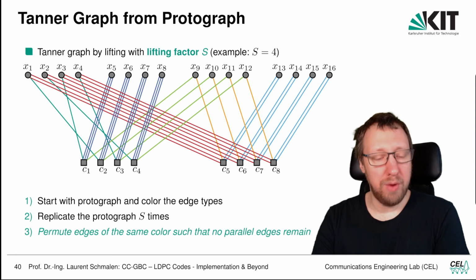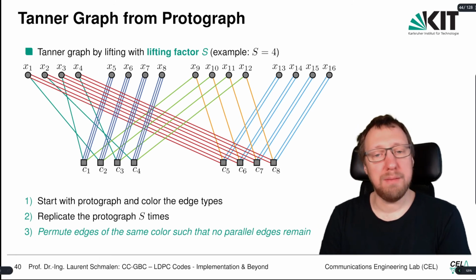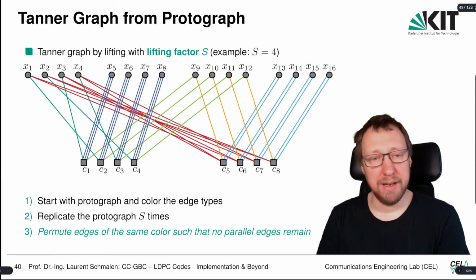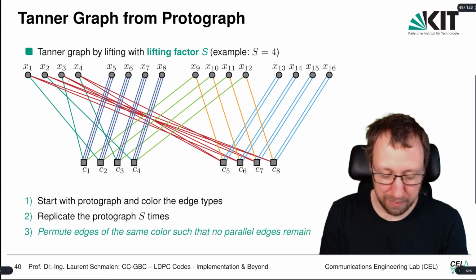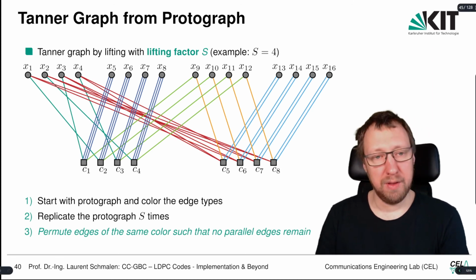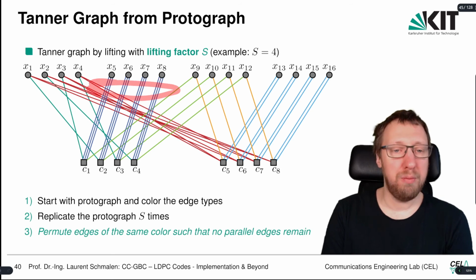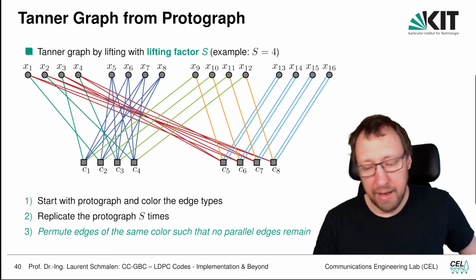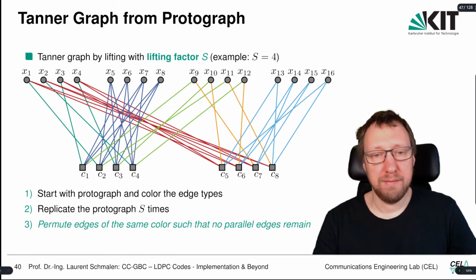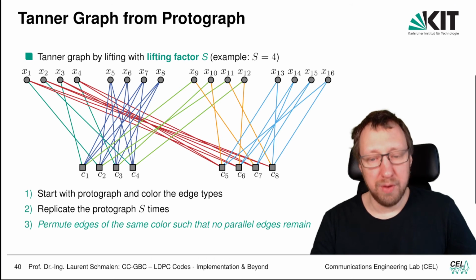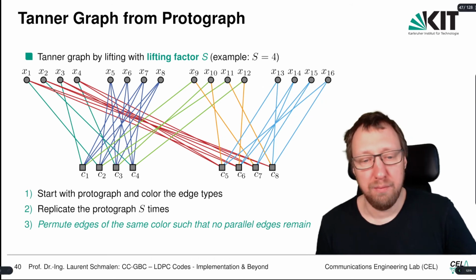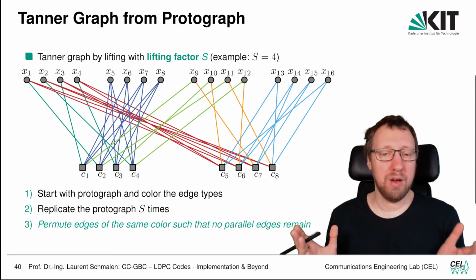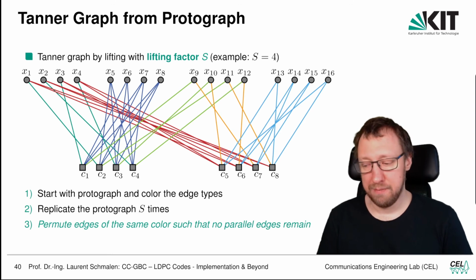Then we pick the red edges and we permute them such that no parallel edges persist. For instance, like this. Well, it's very hard to see, but you can believe there are no parallel edges anymore. Then we pick these blue edges, we permute them such that we have no parallel edges, like this. Then the light green ones, like this. Then the orange ones and the light blue ones, like this. So this is an example. And now we have essentially a graph that corresponds to a parity check matrix.